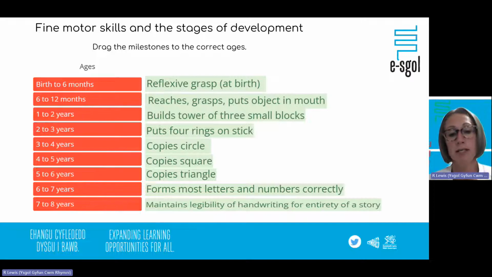Then I would expect them to be able to reach, grasp and put objects in their mouths between 6 to 12 months. 1 to 2 years is where we can start to build towers of 3 small blocks. Put 4 rings on a stack.